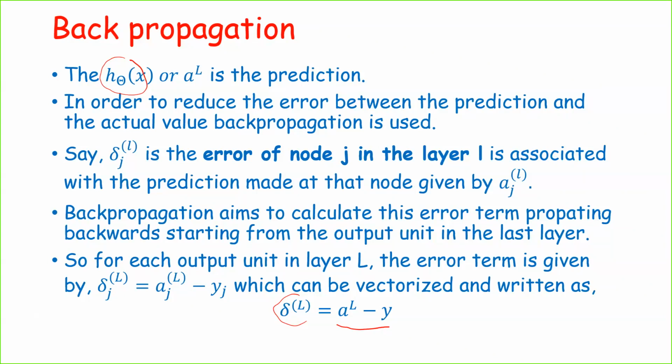Fine. So once you go to the last layer, compute the error. Error is the difference between prediction and the actual value y, right? So compute the error at the last layer. Now propagate this error back to the previous layers, right?